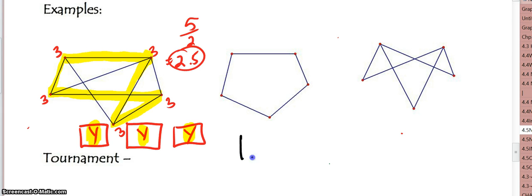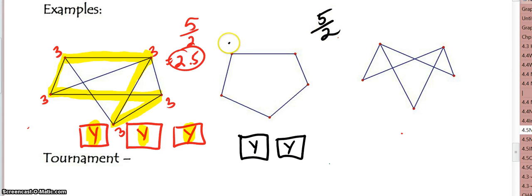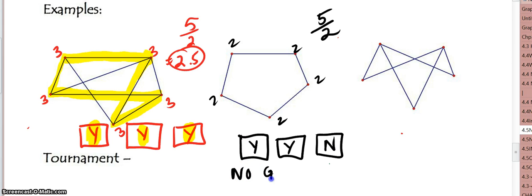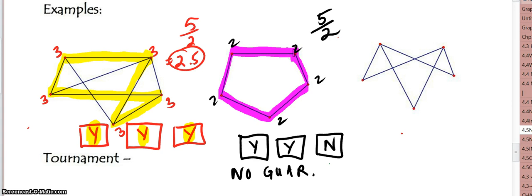Okay, in the next example, let's check the conditions. Yes, the graph is connected. Yes, there are more than 2 vertices. There are 5. Half of 5 is 2.5. But when I check the degree at each vertex, it is less than half of the number of vertices. So there's no guarantee that I'm going to find a Hamiltonian circuit, but I still have to look. And this has to be the easiest Hamiltonian circuit you'll ever run across. So this is the instance where the conditions were not met, but yes, we still can find a Hamiltonian circuit.